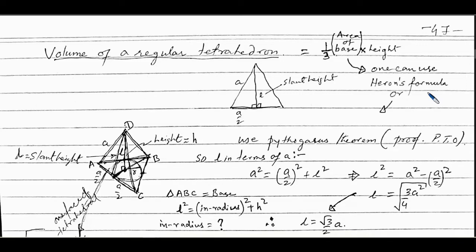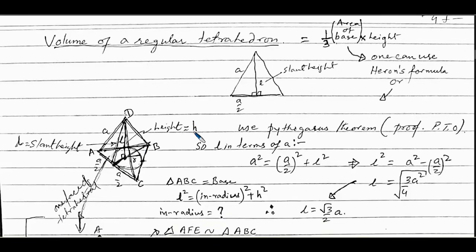But suppose we don't use Heron's formula, and we also do not know the height. So we have to find this height, and we have to find the area of the base. How do you go about doing it? We will use Pythagoras theorem, which we will also prove. Pythagoras theorem tells you that if this is a right angle triangle, A by 2 squared plus L squared is A squared. The bigger length squared is equal to the sum of the other two smaller lengths squared. So this is what I have written here.